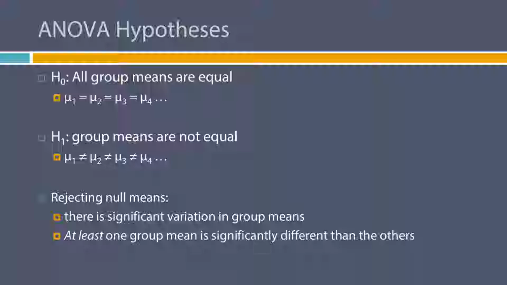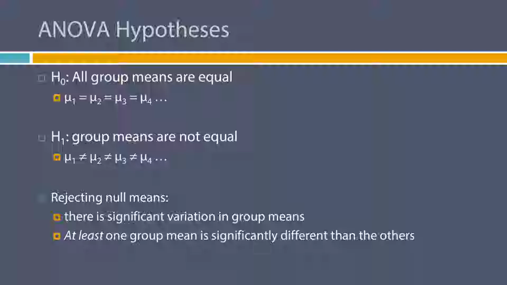Here are the null and research hypotheses. We know that the null hypothesis is this first one, H naught or H sub 0. It means that all groups have the same mean, or all group means are equal. So the mean of group 1 in the population is equal to the mean of group 2 in the population, is equal to the mean of group 3 in the population, is equal to the mean of group 4 in the population, so on and so forth. The research hypothesis says the opposite. It says the group means are not equal. So the mean of group 1 does not equal the mean of group 2, does not equal the mean of group 3, does not equal the mean of group 4.